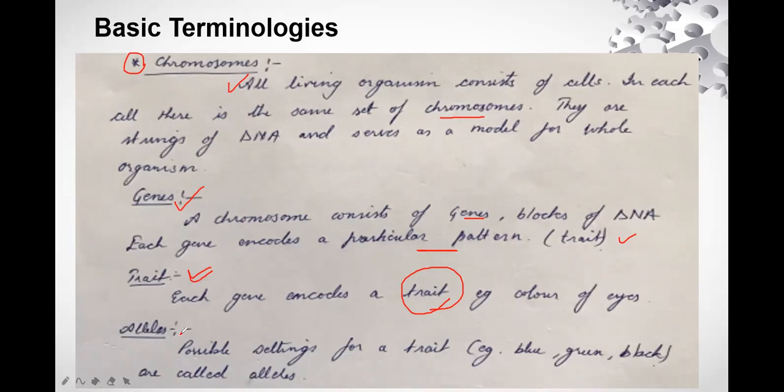Now what are alleles? Alleles are possible settings for a trait. That means for defining the color of the eye, it is either blue, green or black. These are what? Alleles. And when we define the attribute as the color of eye, what is it? It is the trait, right?